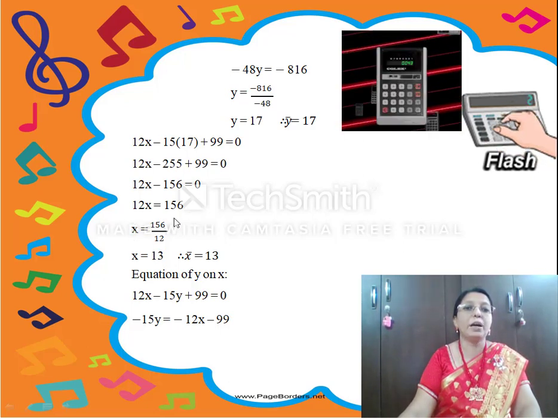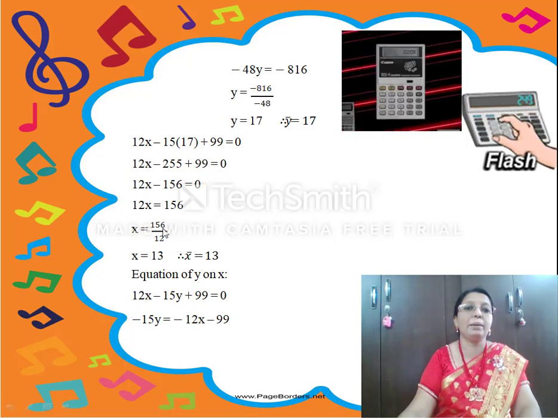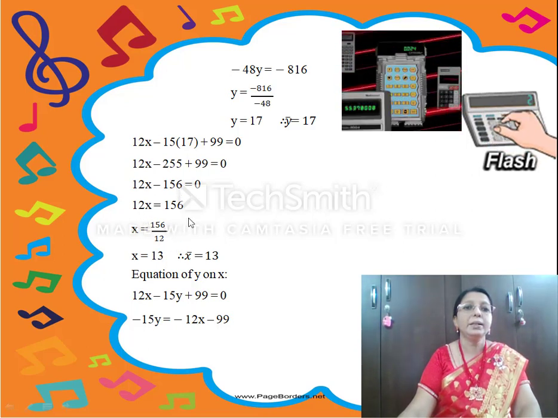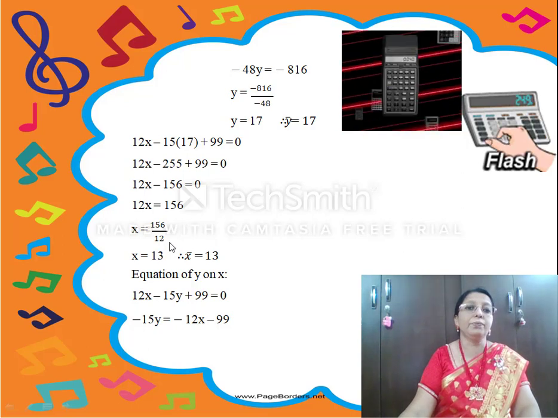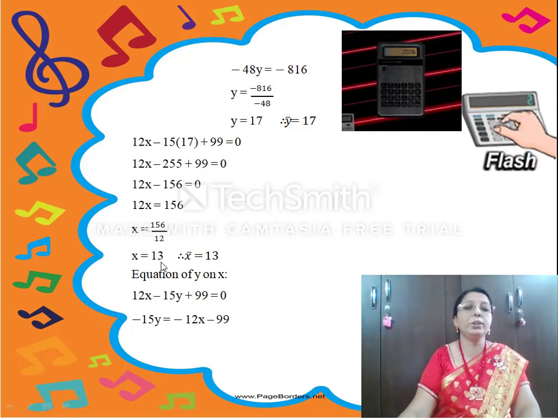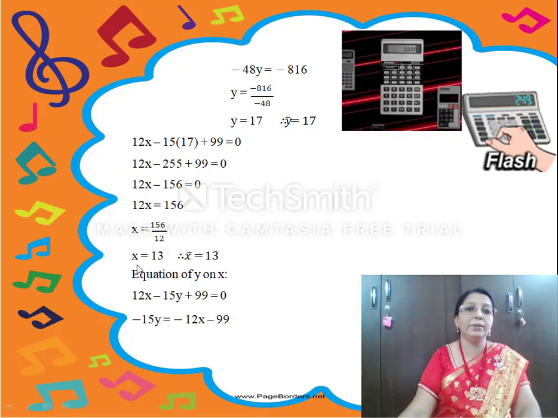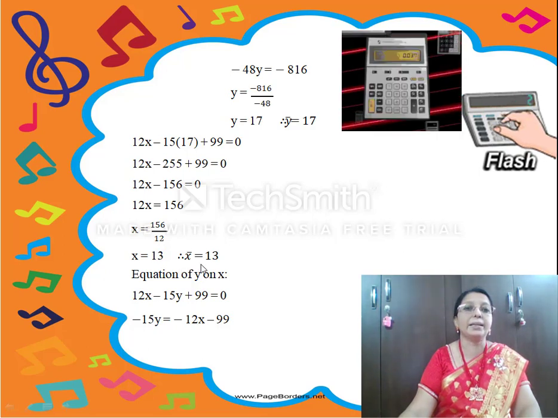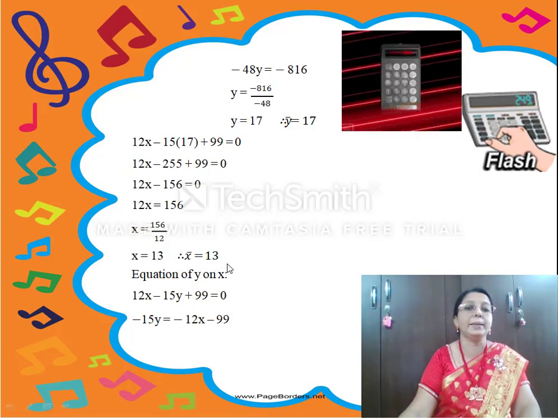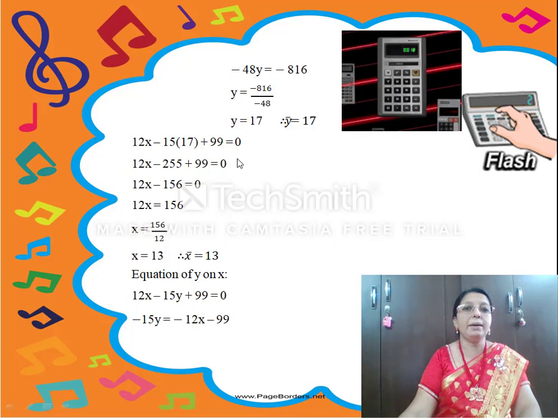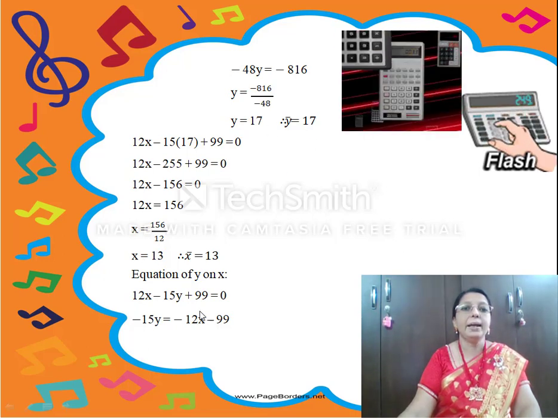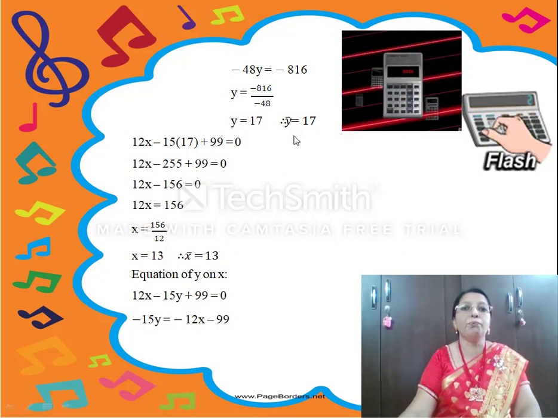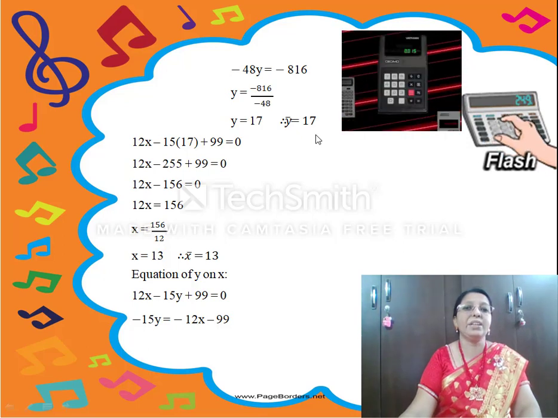x is equal to 156 divided by 12, because 12 was multiplied here. Taking it to the other side, you divide it. So x is equal to 13. Whatever be the value of x is the value of x bar. So x bar is equal to 13. Now we have the value of x bar as 13 and the value of y bar as 17.